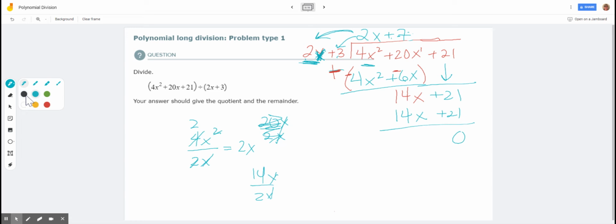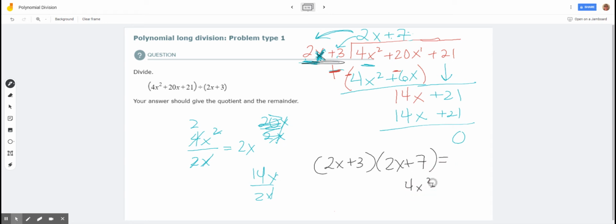I don't know if you guys can appreciate this, but this is what it's really saying. It's saying that 2x plus 3, right here, times 2x plus 7 is equal to 4x squared plus 20x plus 21. Think about it this way. If I take 12 and I divide it by 4, I get 3. What does that mean? 3 times 4 equals 12. In the same way, I divided this polynomial by this binomial. I got this binomial, and that means these two things multiply together to get back to that one.